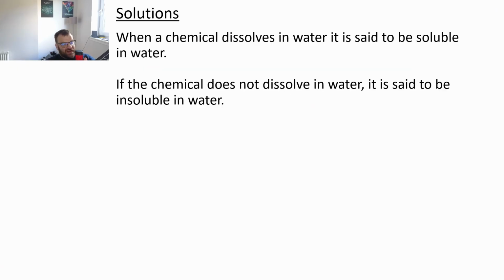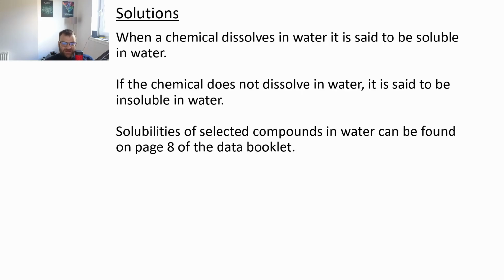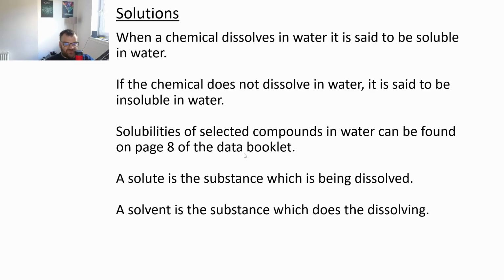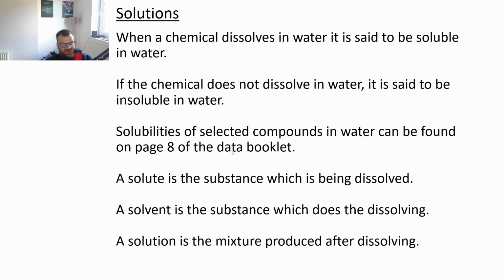If a chemical doesn't dissolve in water, it might dissolve in other things. So things like nail varnish, certain paints, stains, you might not be able to scrub them off with water. But if you use something like acetone, which is a nail varnish remover, or some alcohols, they might be able to remove them and dissolve them away from the surface. Page 8, as I said, solubility is found there. The solute is the substance which is being dissolved. The solvent does the dissolving. In these examples, water would be the solvent, and the solution is the mixture produced after dissolving. And that can come up in questions.